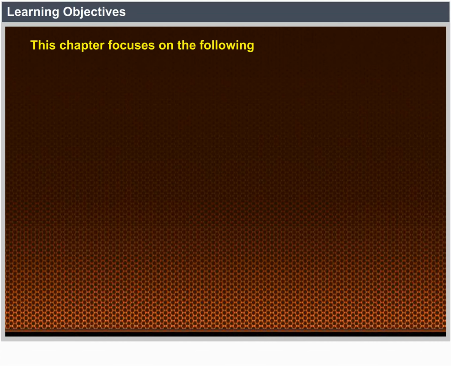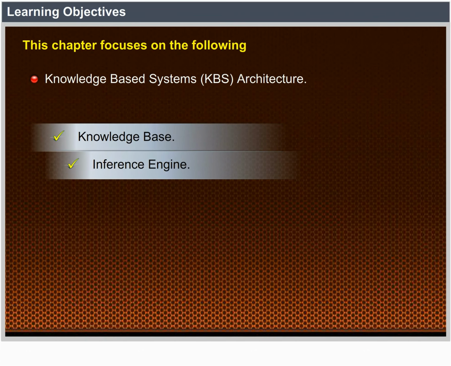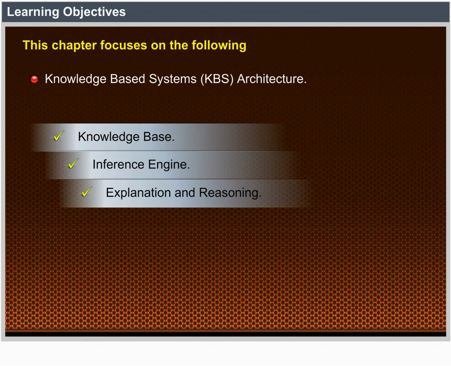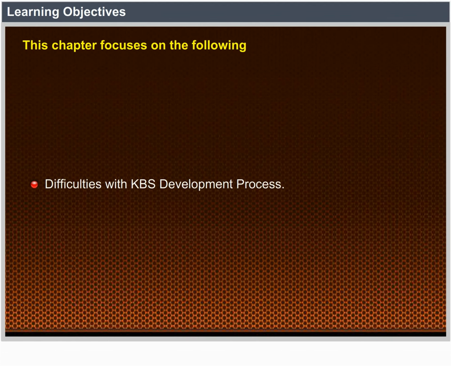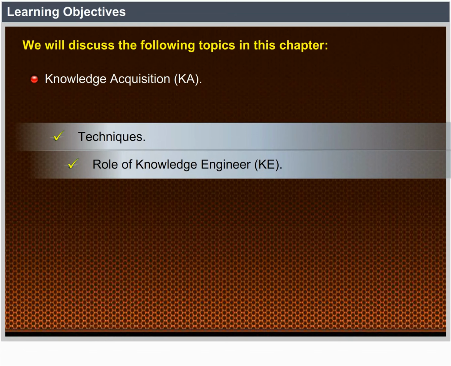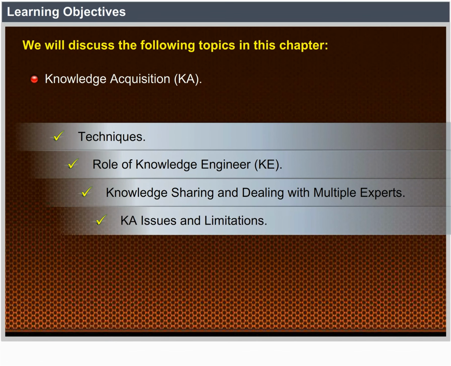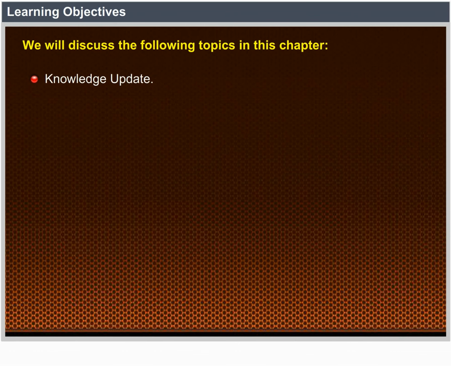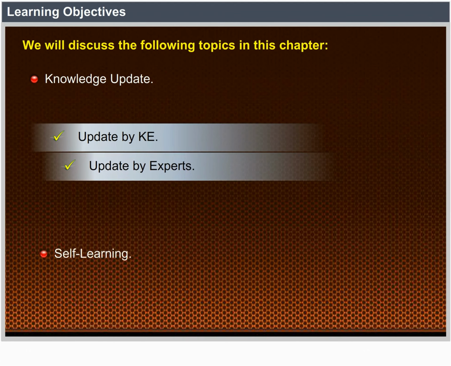Learning objectives. This chapter focuses on the following: knowledge-based systems, KBS architecture, knowledge base, inference engine, explanation and reasoning, self-learning, user interface, difficulties with KBS development process, knowledge acquisition, techniques, role of knowledge engineer (KE), knowledge sharing and dealing with multiple experts, KA issues and limitations, knowledge update, update by KE, update by experts, self-learning.